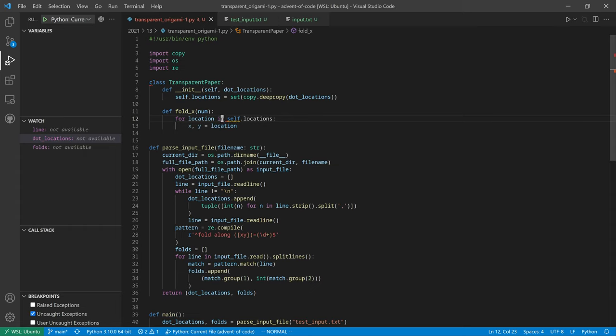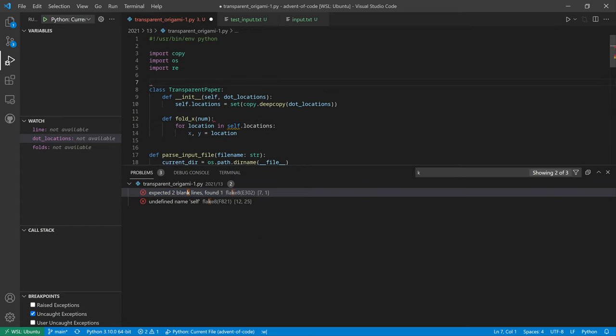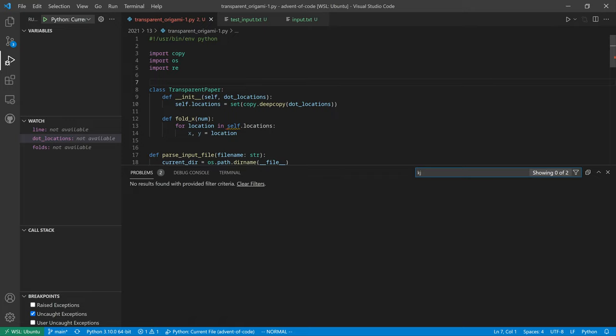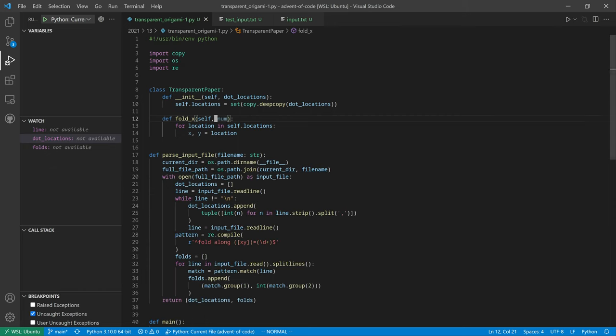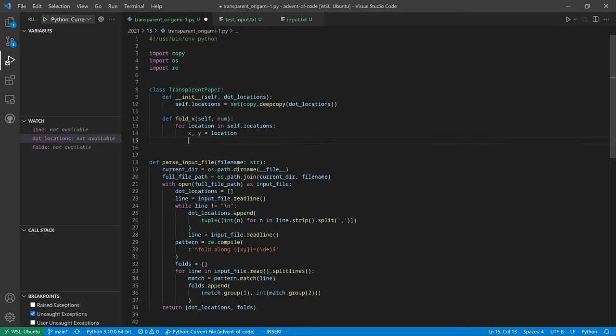Why are you complaining about this? Oh, we forgot to put the self on fold x. That's why. Get out of here. Okay. So take the x, y. If x is less than num, well, let's change this to fold point. If x is less than the fold point, right? Just leave it alone. We don't need to do anything for that one.